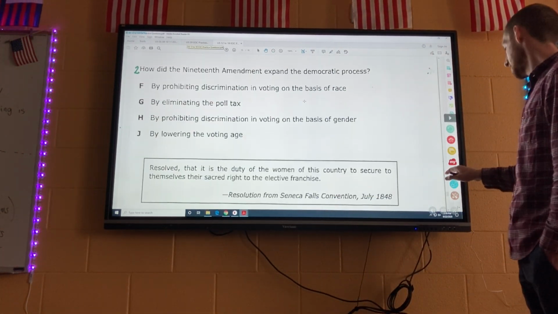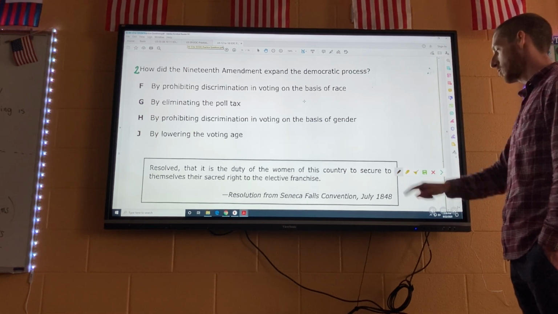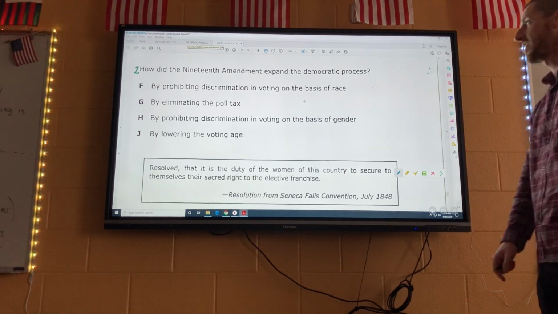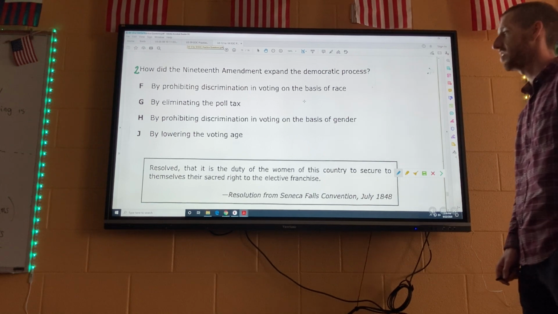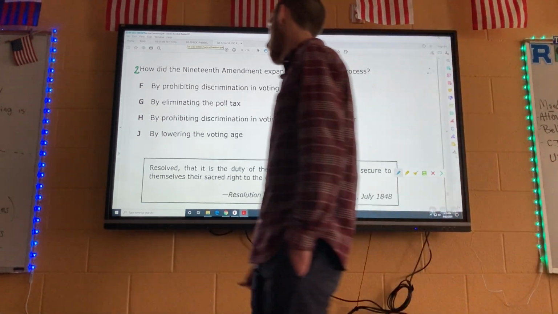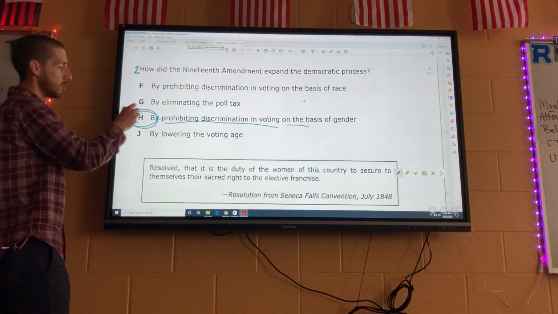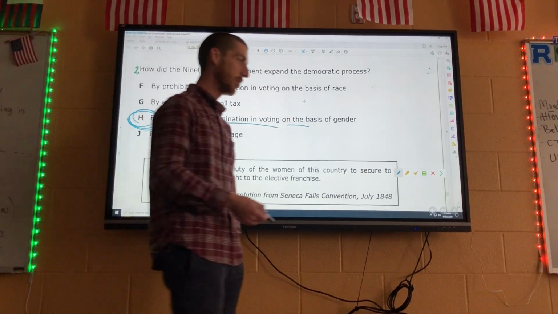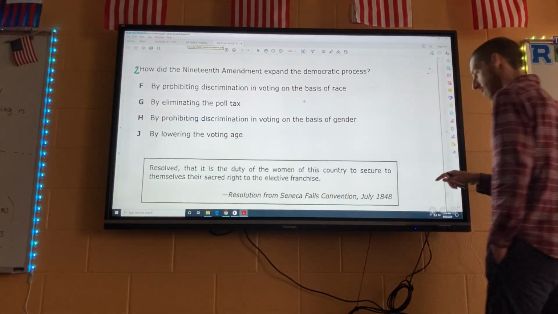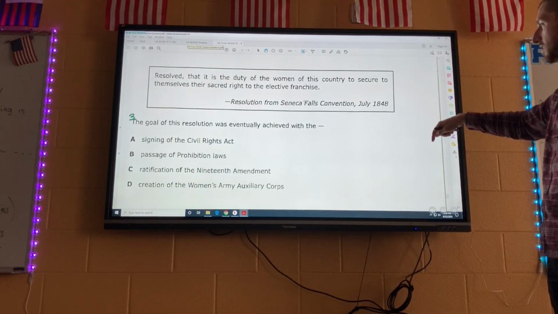19th Amendment. The 19th Amendment is women's suffrage, women's right to vote. So it says, how did the 19th Amendment expand the democratic process? It prohibited discrimination in voting on the basis of gender. So 2 is H, because it allowed women to vote. So very good, excellent. Glad the 19th Amendment was passed.